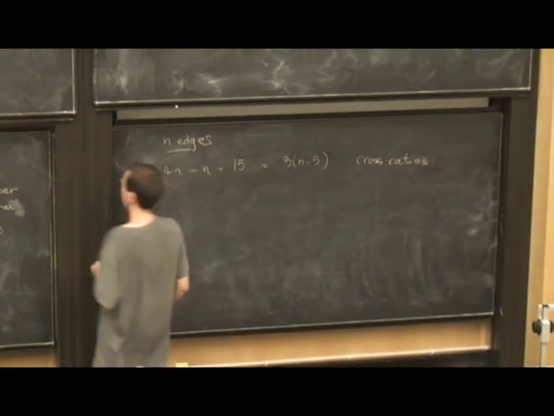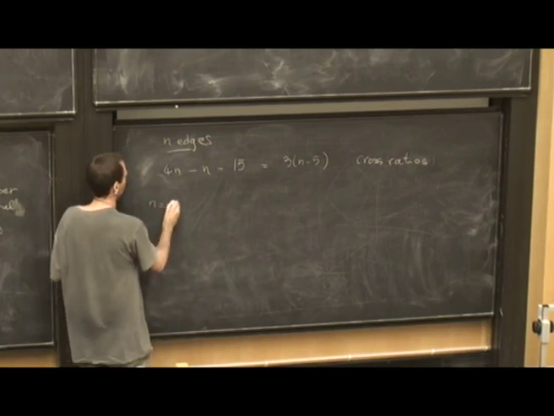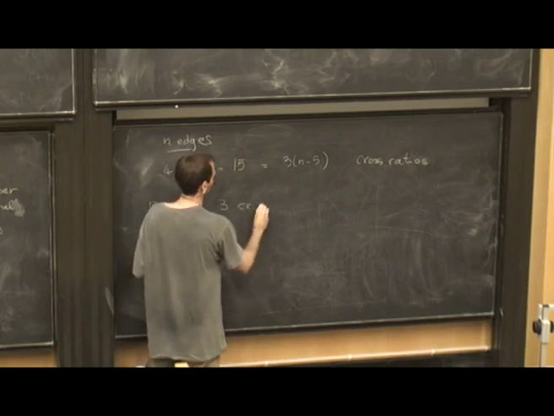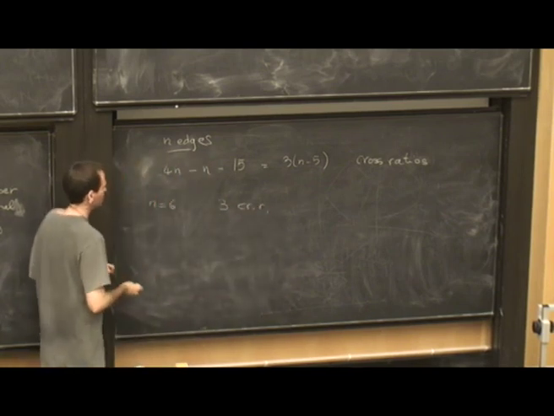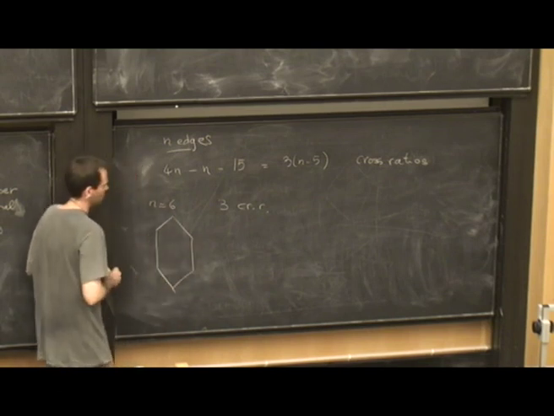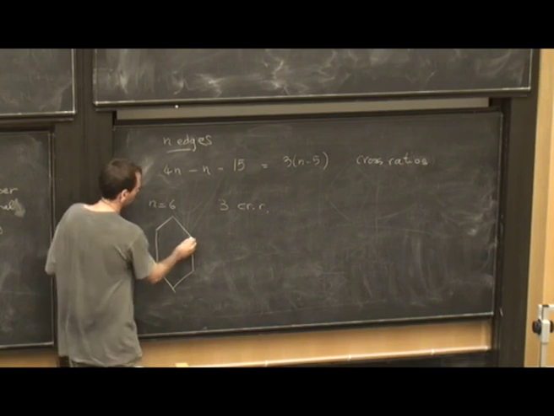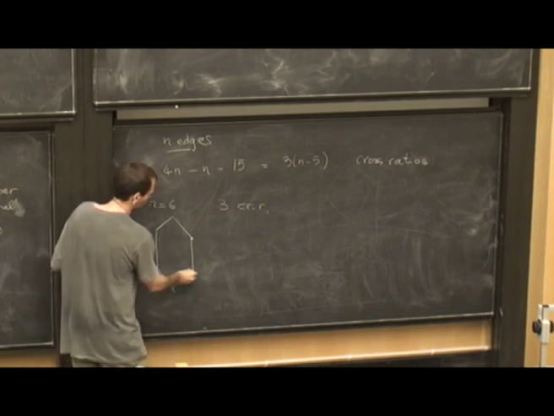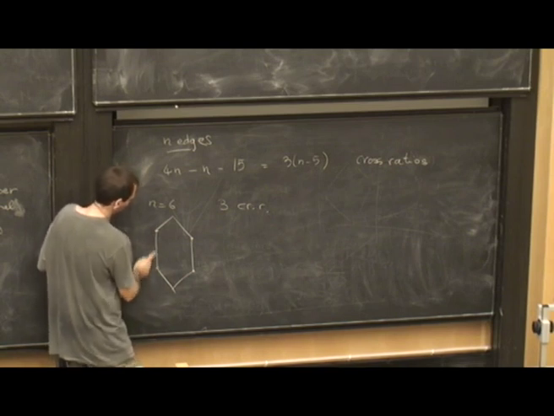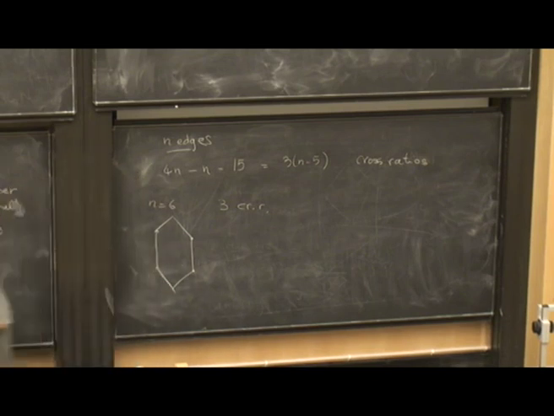In particular, let's look at 6. Let's say 6. So we have 3 cross ratios. So where are these cross ratios? Well, let's draw a hexagon like this. So we could pick, for instance, this point, this 4 point. And that's not what I want to do. This is not very smart. Oh, sorry, that was what I want to do. Yes.